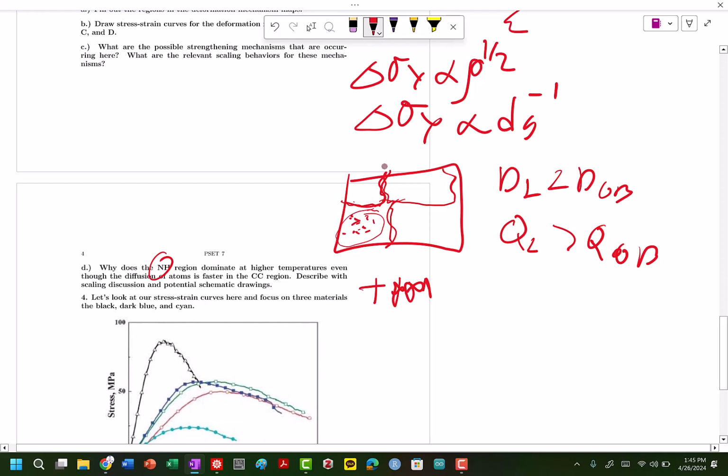Yeah. And you can get more in detail, and I expect you to do more in detail with some of the equations, the strain rate, for those problems as well.